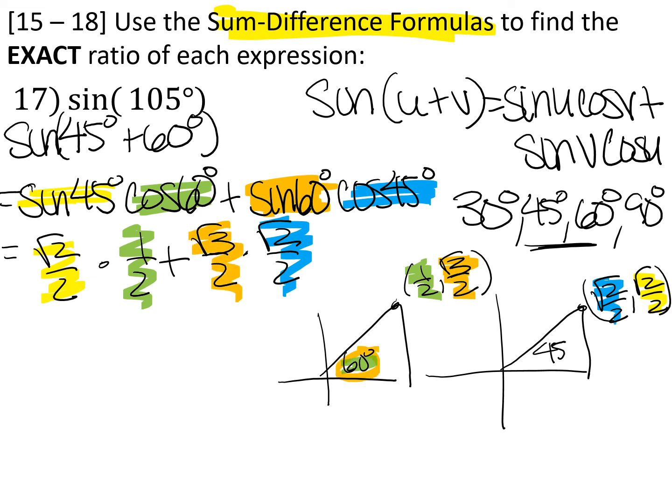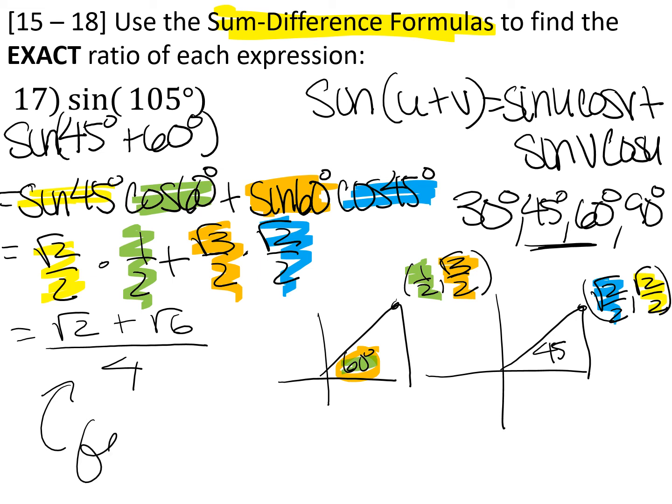Okay, so now I'm just going to multiply and clean it up. So root 2 times 1 is root 2. 2 times 2 is 4. Root 3 times root 2 is root 6. And you cannot reduce any of it. So this is my final answer.